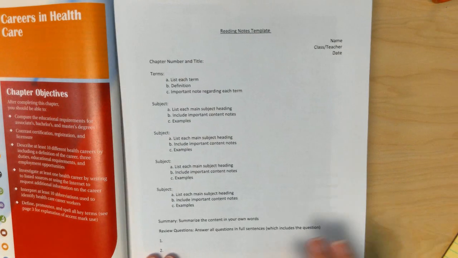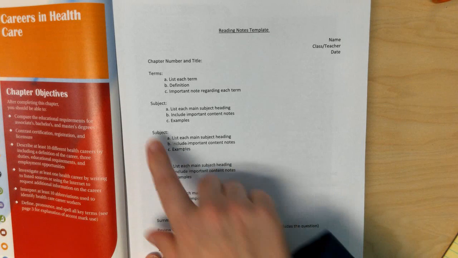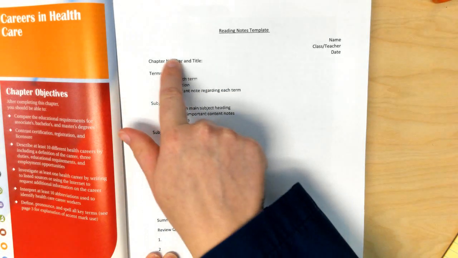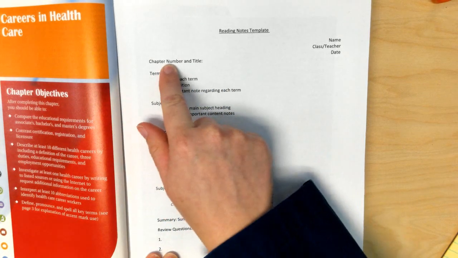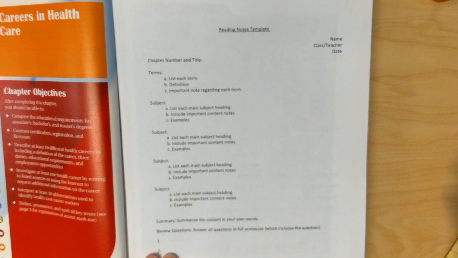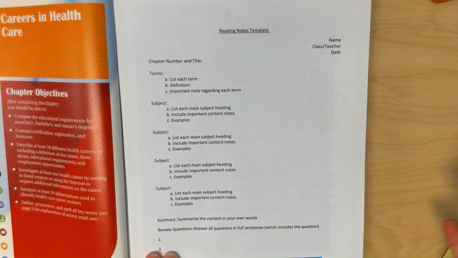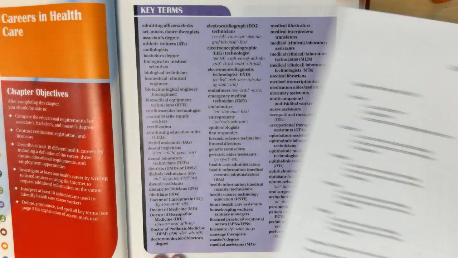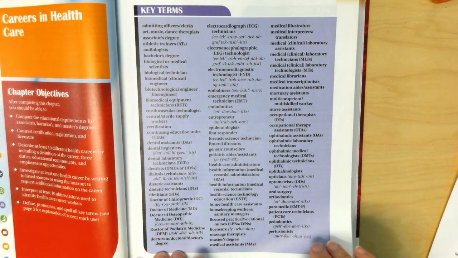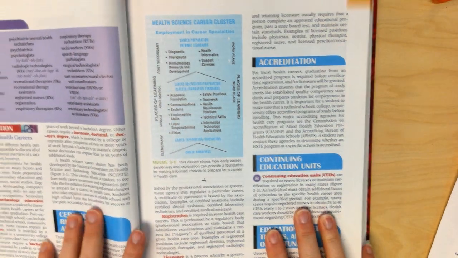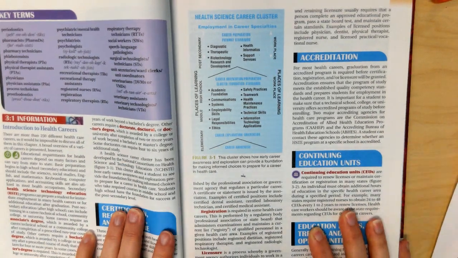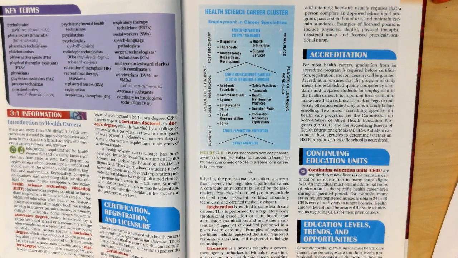When you're doing your reading notes, notice that the terms were the first section there. You write down all the terms you don't know and put the definition in your own words. How would you actually remember what that job or that name of the job is? So the key terms is the next part, and then we get into the actual content of the chapter.